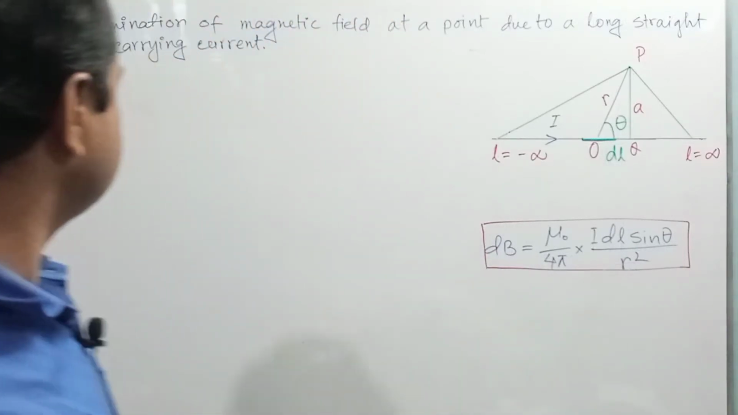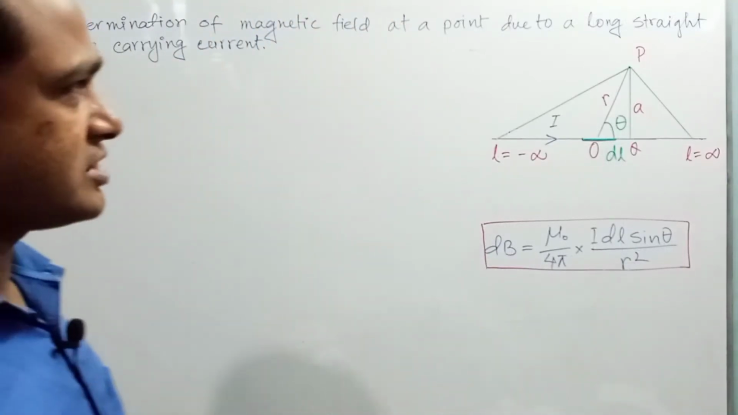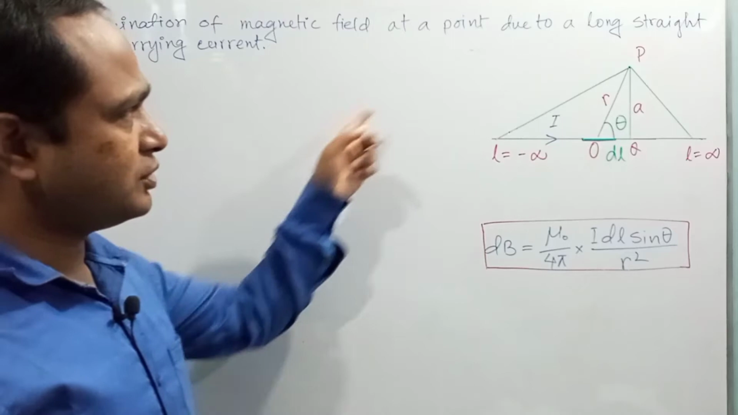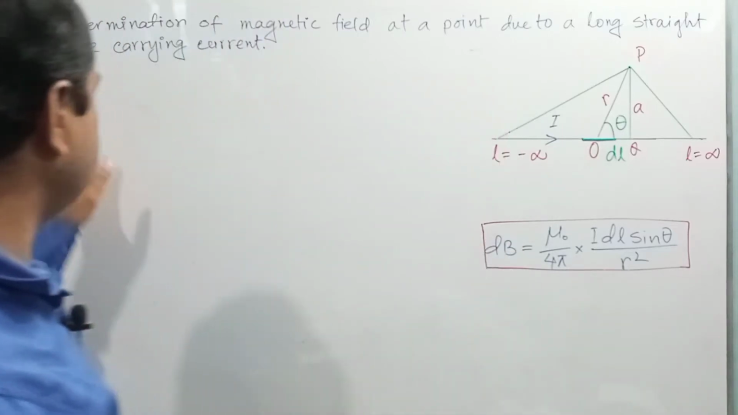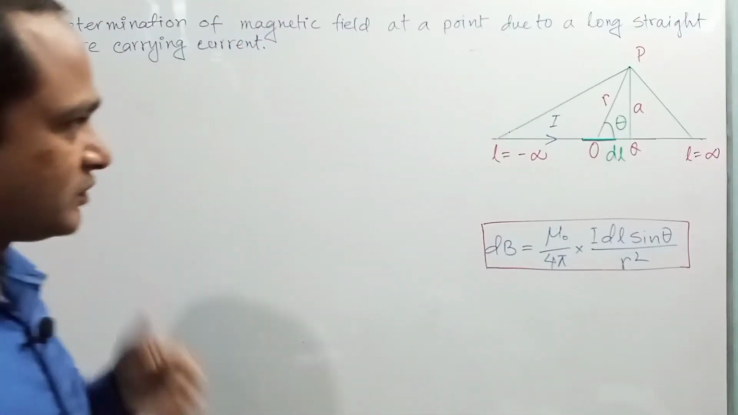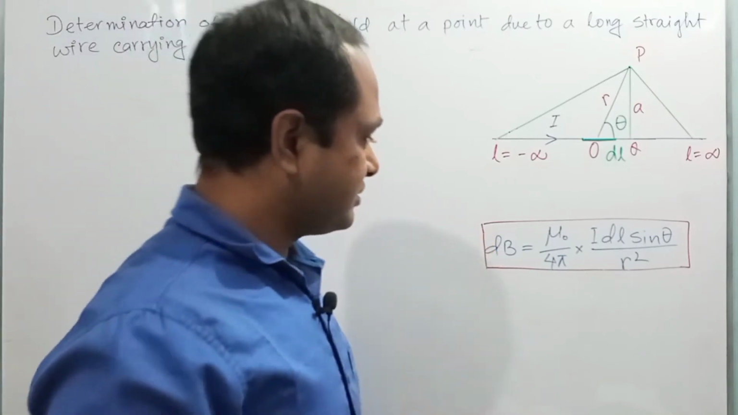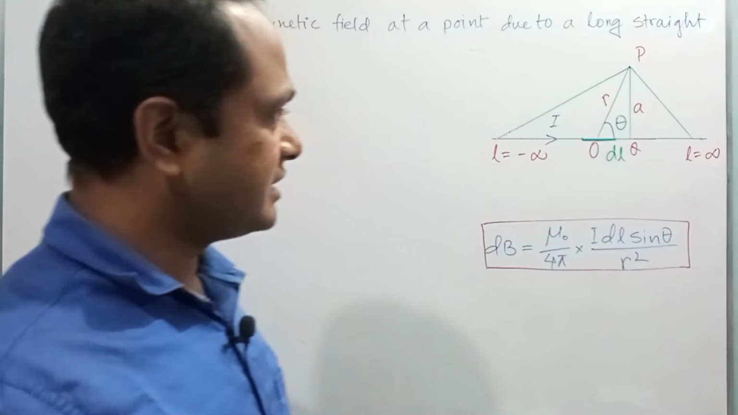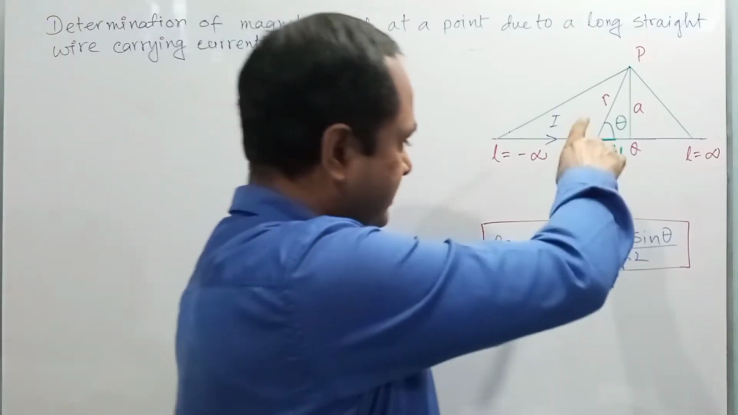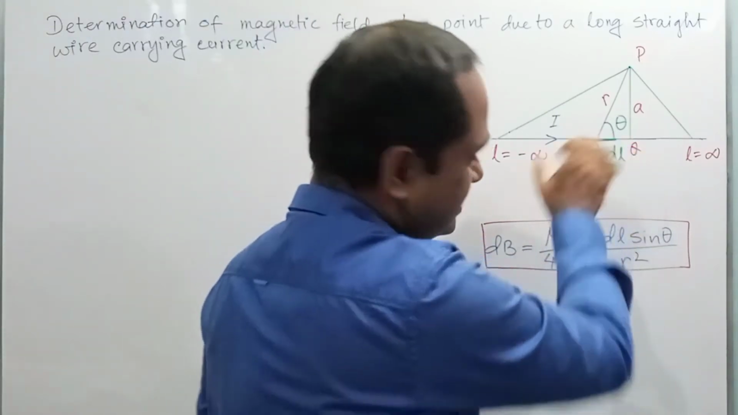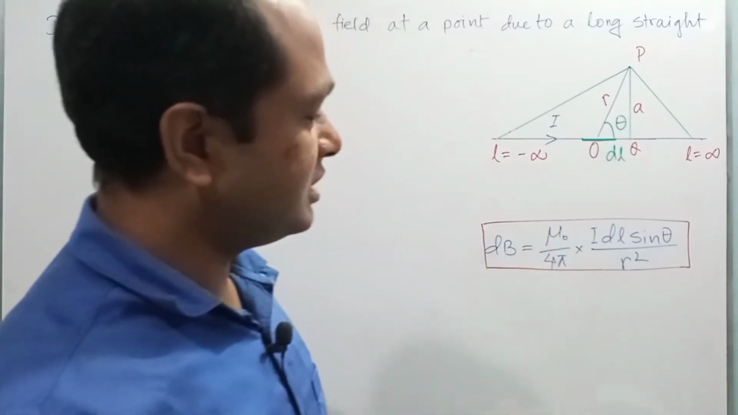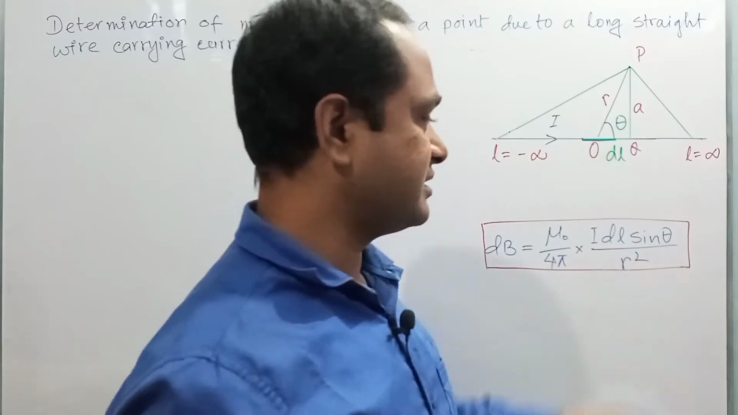We are going to see an application of the Biot-Savart law, and one of the first applications is determination of the magnetic field at a point due to a long straight wire carrying current. In our previous discussion we saw that the magnetic field intensity at a point at r distance due to a small length dl is mu naught divided by 4 pi into I dl sine theta by r square.